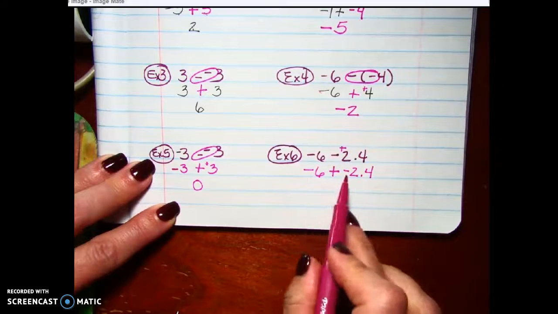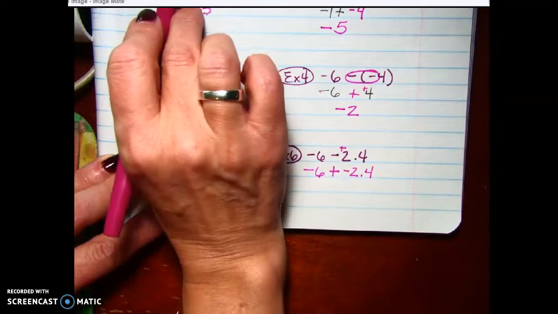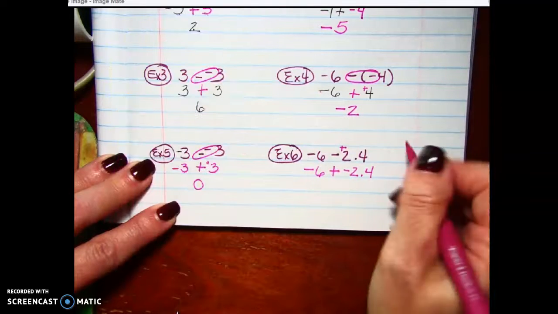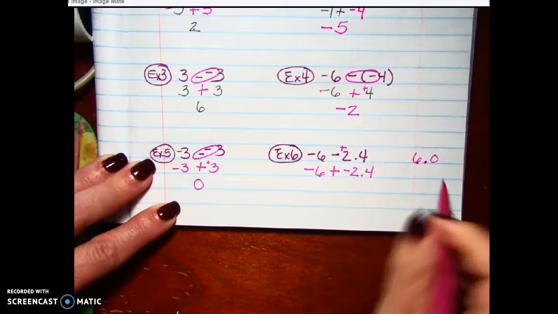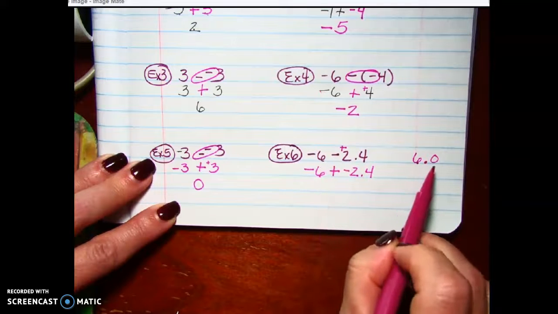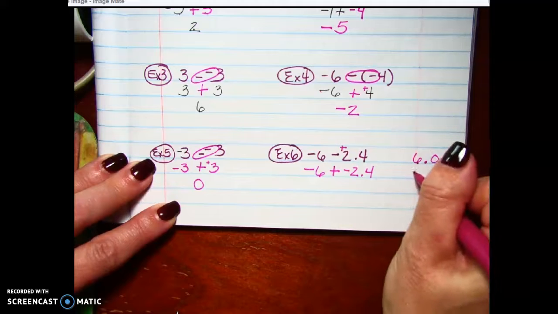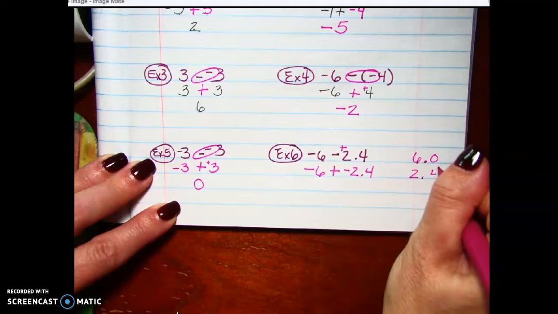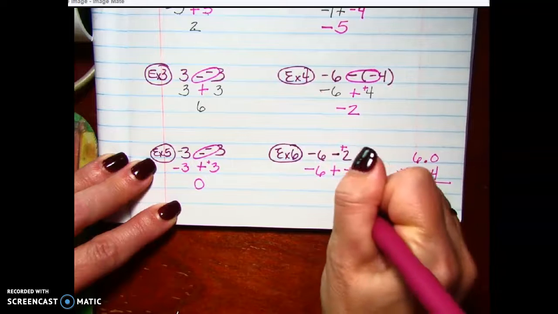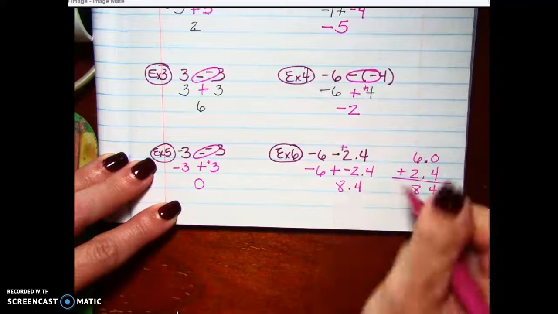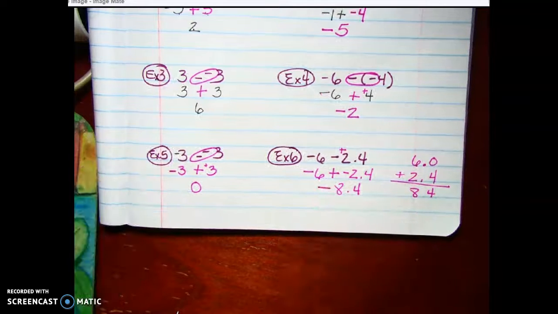Now, the symbols are the same. The signs are the same. I go over to where it says to add. So I just take 6 and I put in my decimal. You have to remember that a whole number has a decimal to the right with a 0 as a placeholder. And I put 2 4/10 and I add. Now, it becomes 8 4/10, but they share a common sign, and that's what I put there.